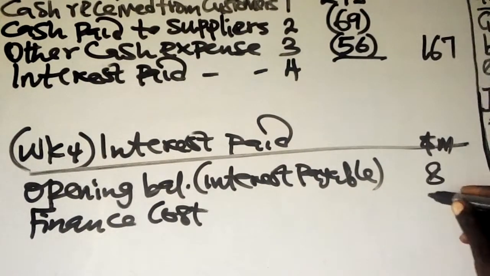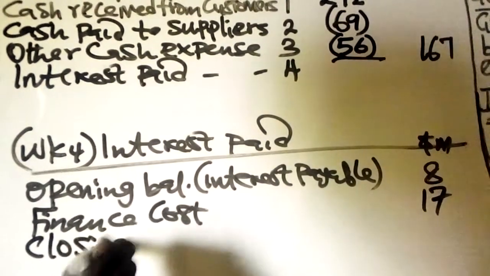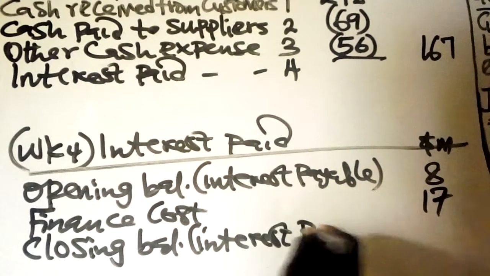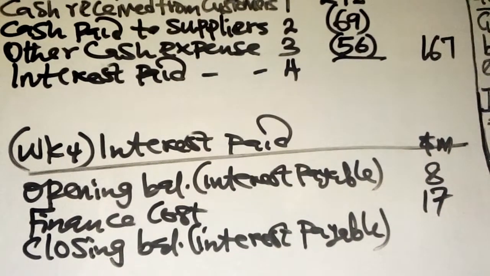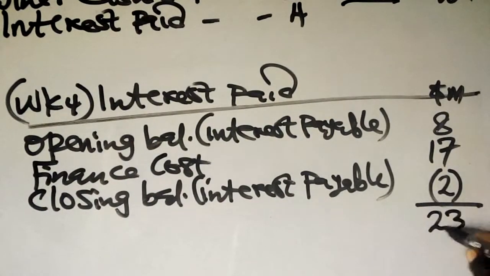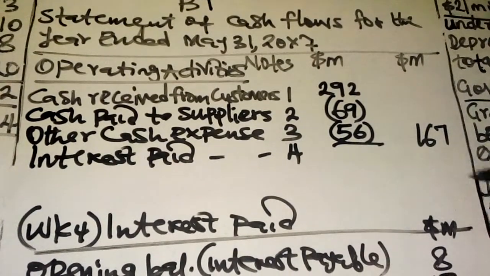Finance cost of 17. Then you less the closing balance, which is interest payable under the current liability in the statement of financial position, and that is 2. So after this adjustment, you have the amount of interest paid during the year, which will be 23. You report that as operating activity, which is 23. It is an outflow, since it is a payment.